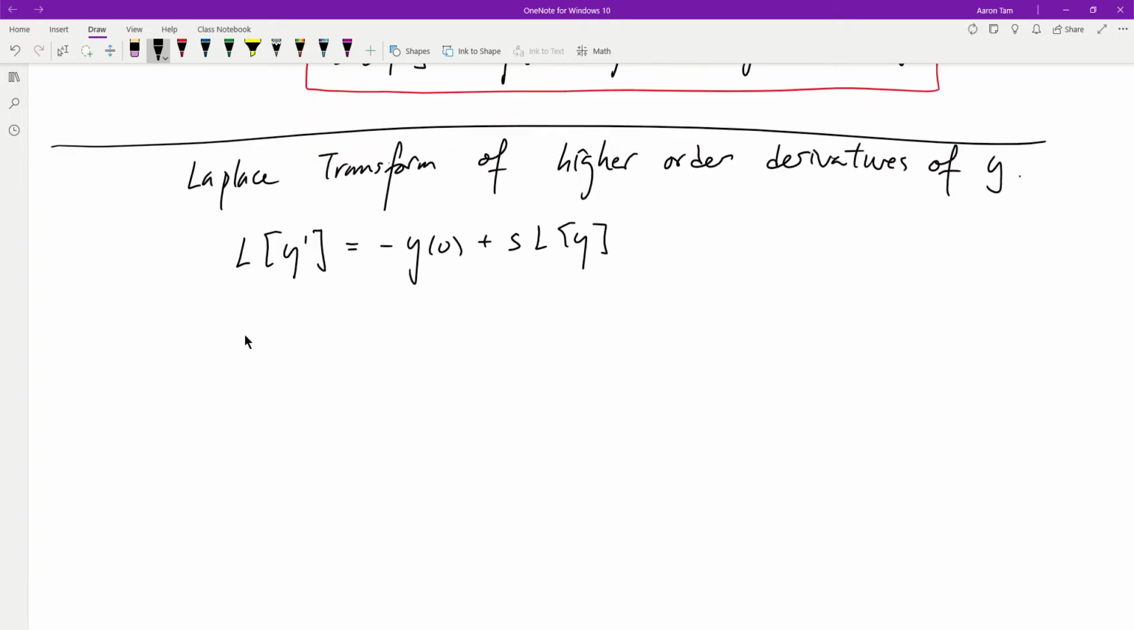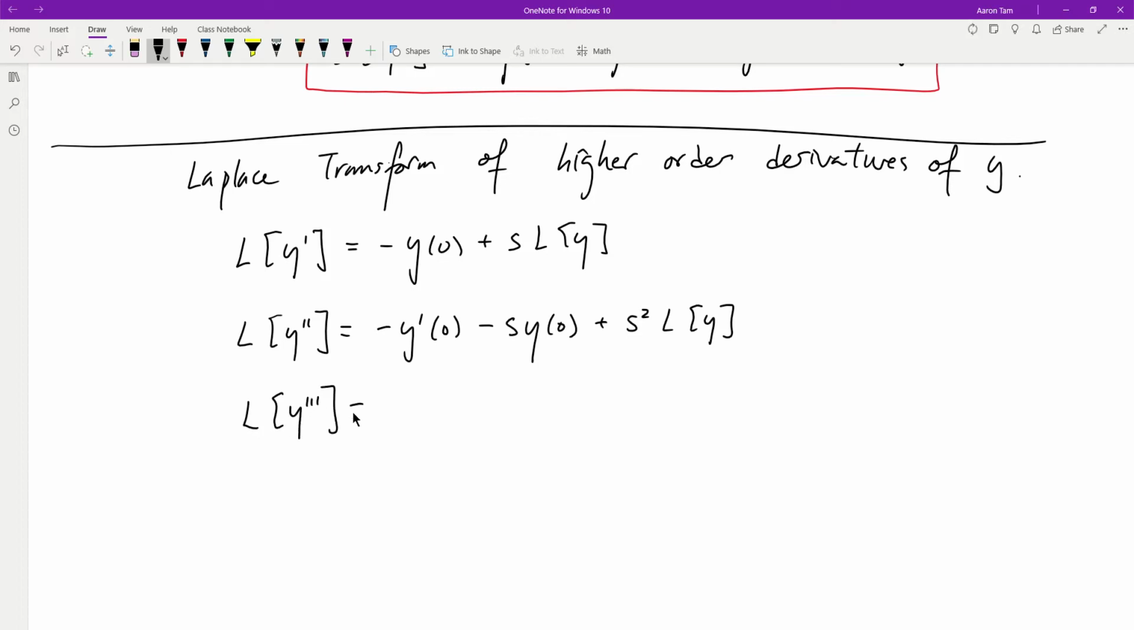And then we know our second derivative, y double prime, when I do a Laplace transform of that becomes negative y prime of 0 minus s y of 0 plus s squared Laplace transform of y. And we also did L of y triple prime, so I'm going to write that directly underneath. So that's equal to negative y double prime of 0 minus s y prime of 0 minus s squared y of 0 plus s cubed L of y.